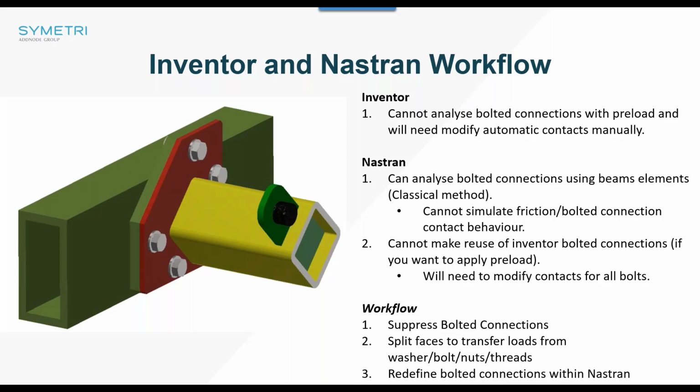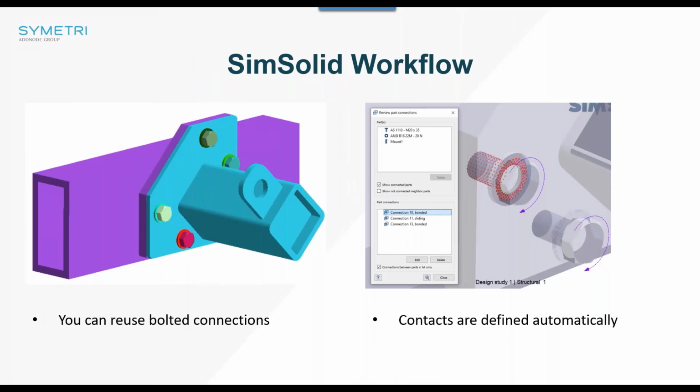And a lot of customers and colleagues I've spoken to want to be able to apply a preload or a torque to make it more realistic. So one of the options is, in a classical method, whether using ANSYS or other products, you can suppress the bolted connections. Then you would have to split the faces to represent the diameter of the washers, and then you can go and define your bolted connections. And this can be a very tedious task if you have several hundred bolted connections. Inside SimSolid, the software automatically detects what a bolt is by the shape and size of it.